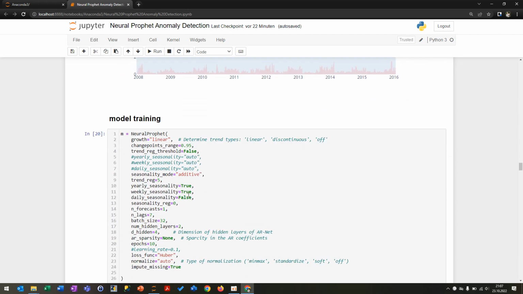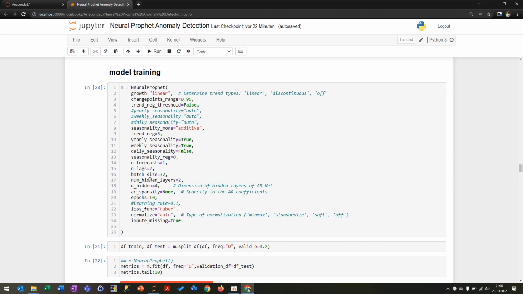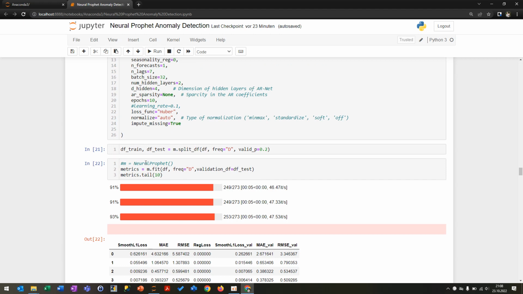Then I'm training the NeuroProphet here. I put only one forecast, which means I'm using only one prediction here. Lags means I'm going only 7 days back, because the time series data is based on days. Number of hidden layers I put to 2, and number of hidden layers in the AR-Net is 4. So I'm using AR-Net in this case as well. And the number of epochs I put only for this small example to 10, but you can of course increase it to make your model a little bit more accurate as well. Then I'm splitting the training and test data, 20% to the test.